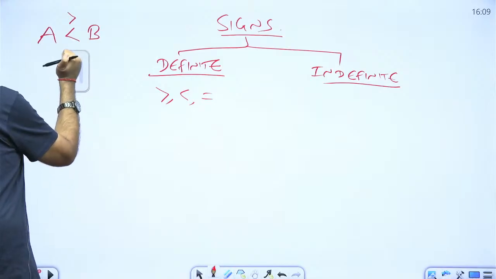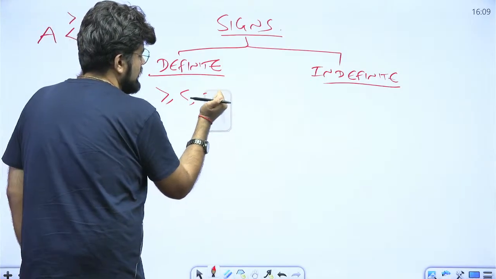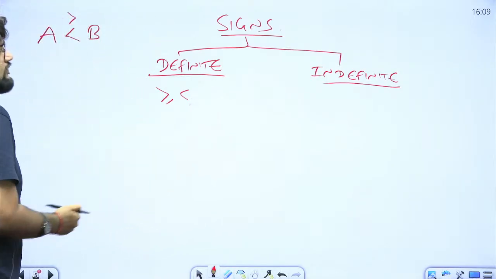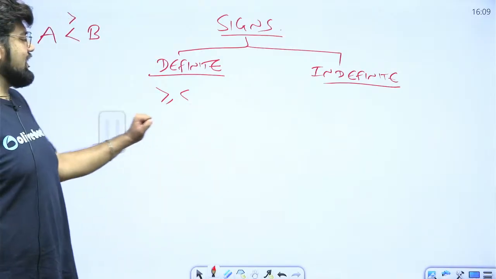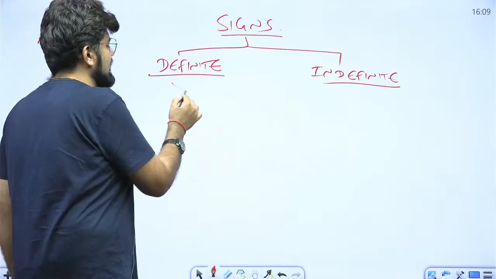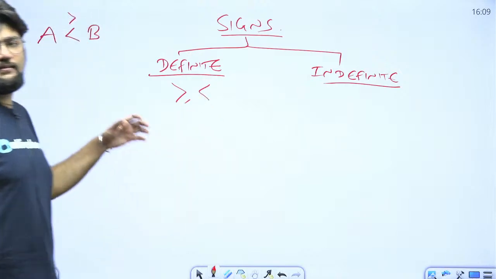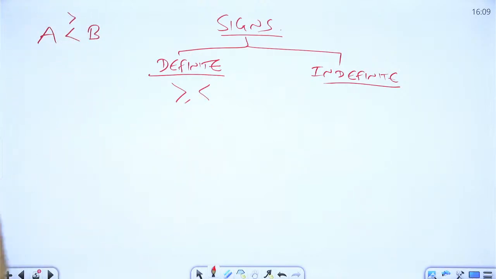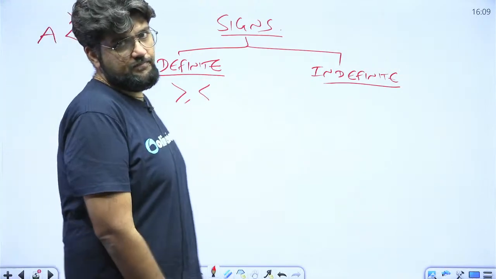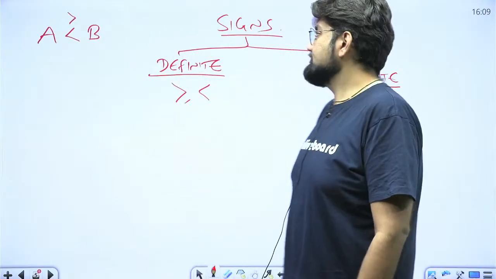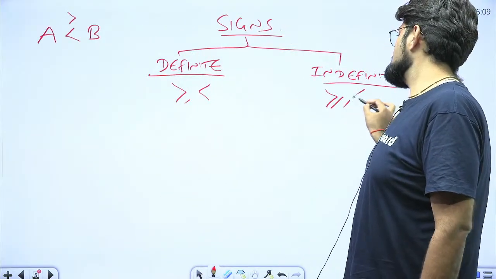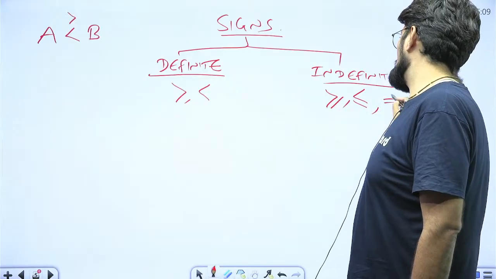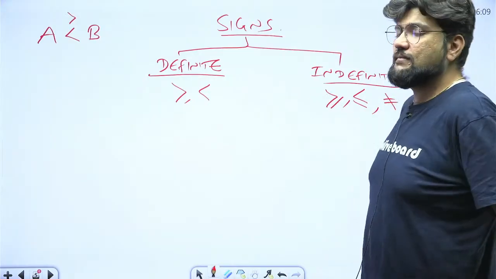But I will not talk of equal to here. So don't confuse yourself with equal to here. Definite means we are only talking about inequality symbols. So I can say that only if an item is greater or less, I am definitely sure about the relationship between them. But on the other hand, if I say greater than equal to, less than equal to, or sometimes not equal to also, then I am becoming indefinite.